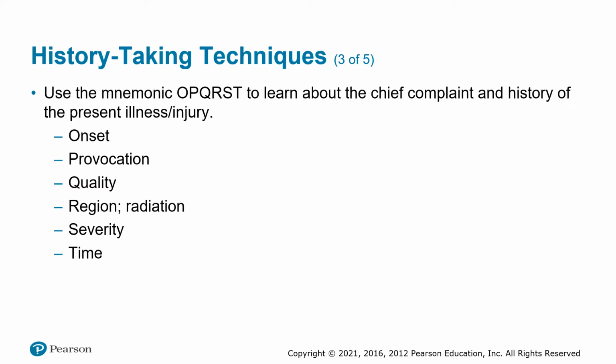When we talk about onset: when did this start? Is it consistent? Provocation: does anything make it better or worse? Quality: what does it feel like? Is it sharp, stabbing, dull, achy, pressure, those types of things. Region: where is it, and does it go anywhere? So with chest pain, does it go up into the left arm?